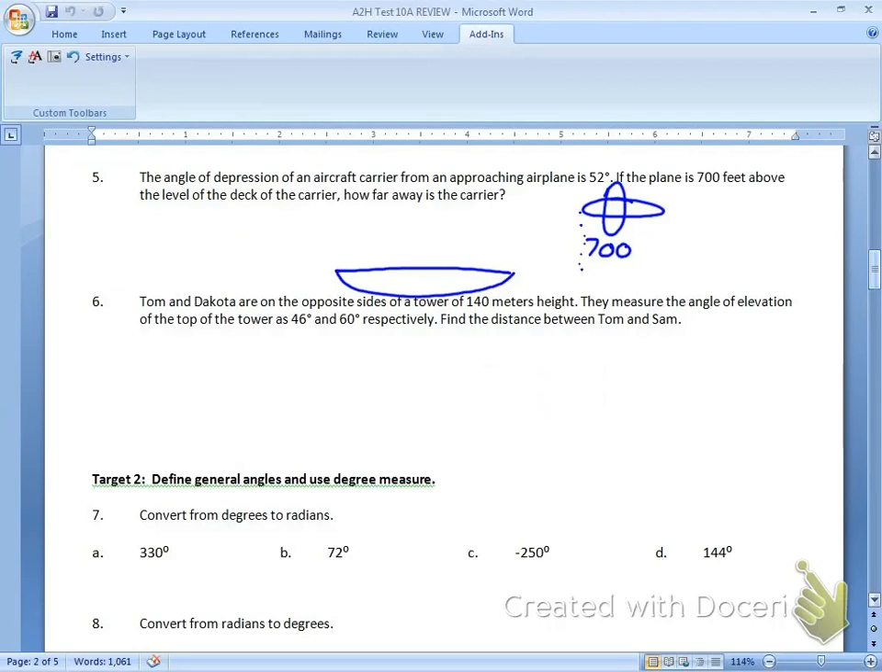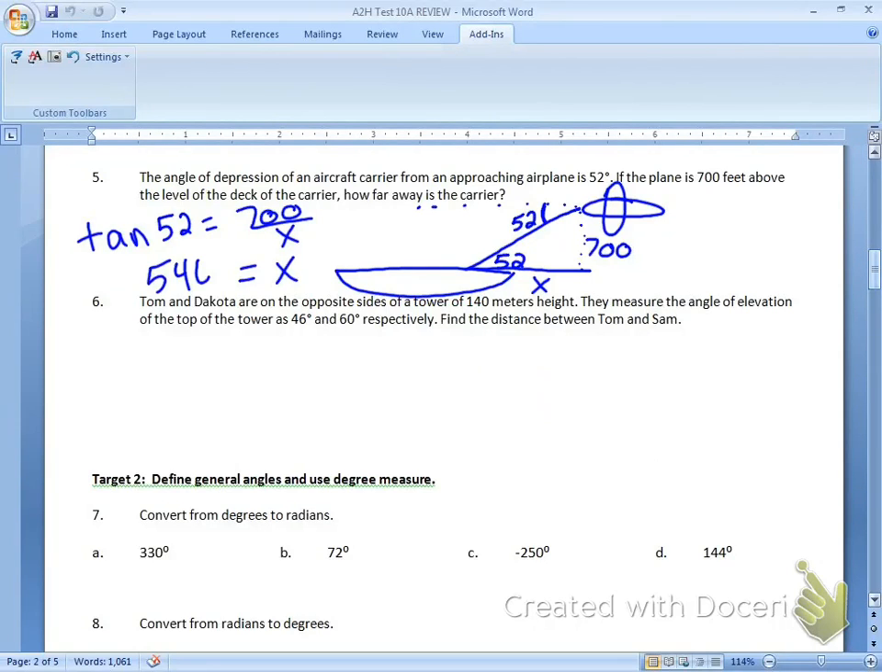We also have the angle of depression, which is this angle right here. That's 52 degrees. That is congruent to this because they're alternate interior angles of parallel lines. So that also is 52 degrees. And we want to find out how far away it is. So we want to find this distance here. So we're going to set up a trig function that the tangent of 52 equals 700 over x. Solve that, and x equals 546.9 feet.